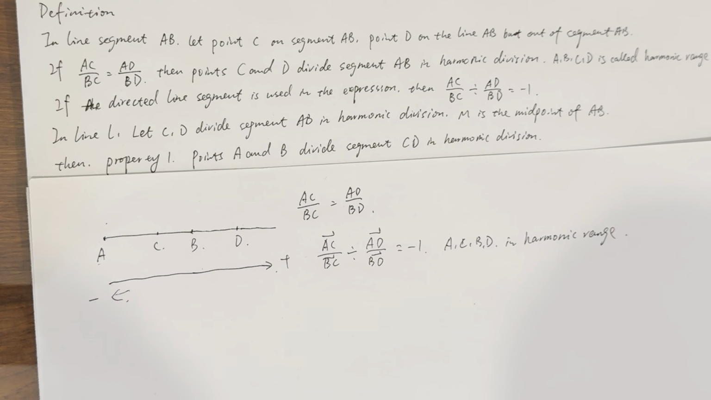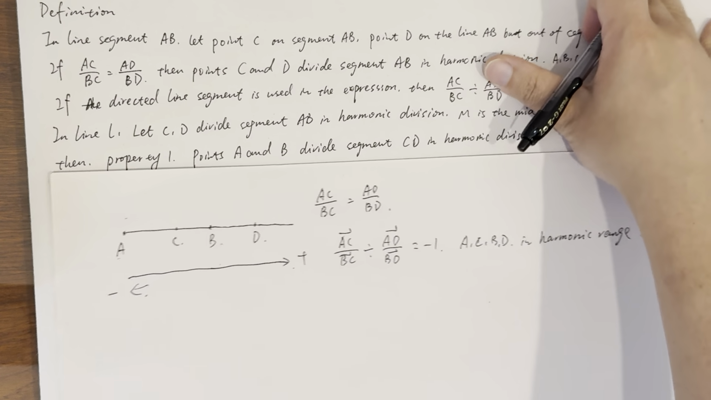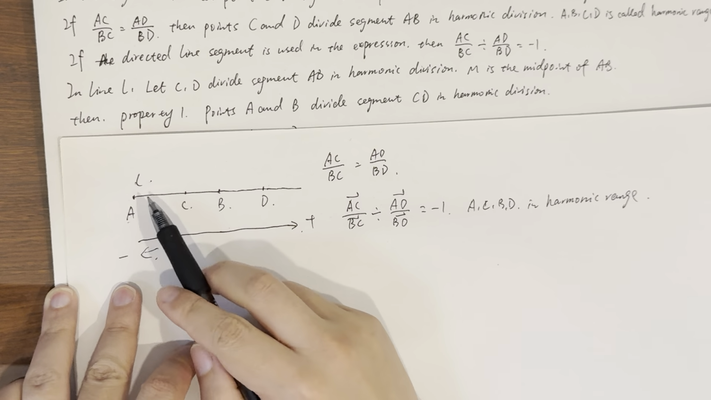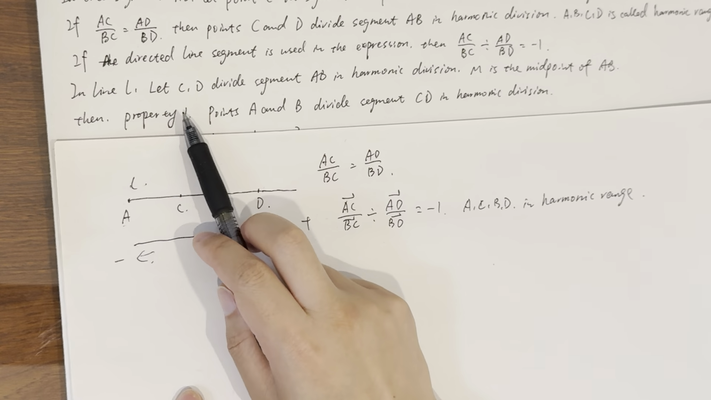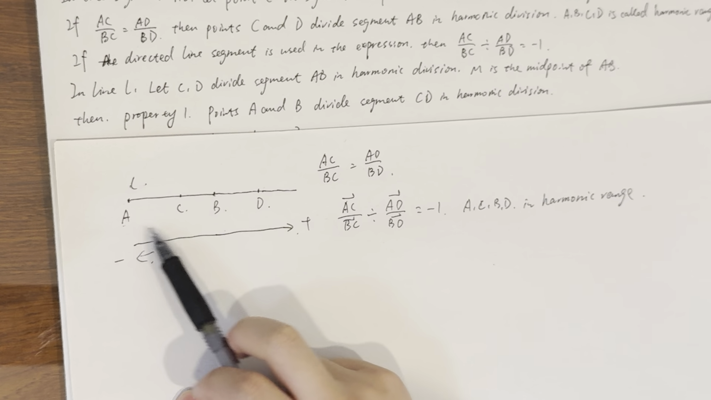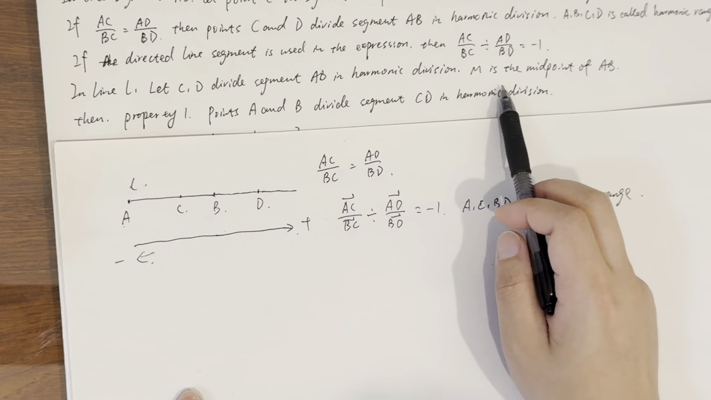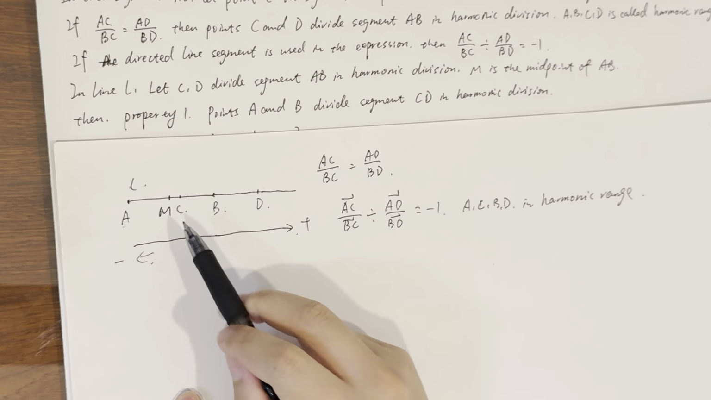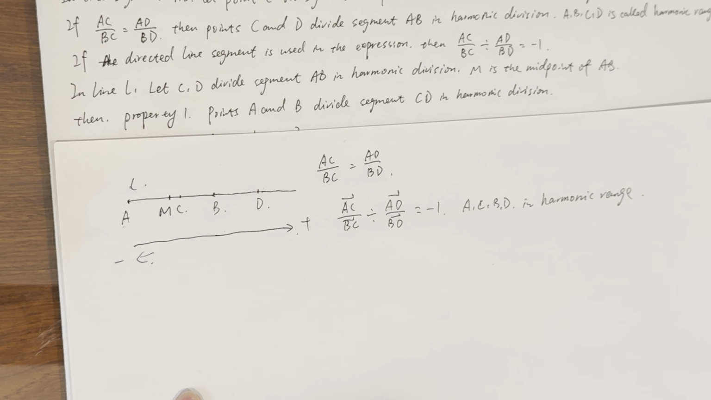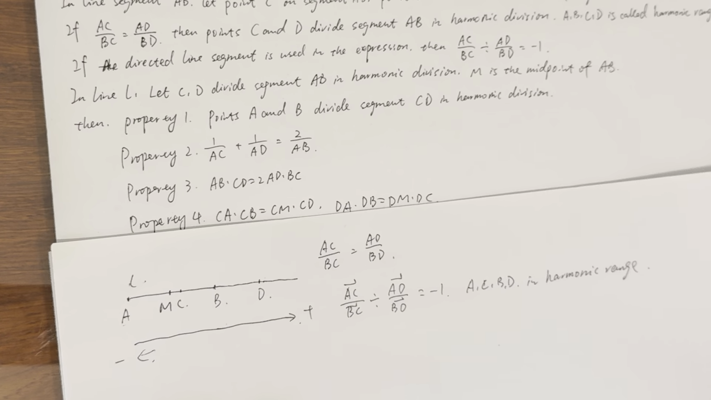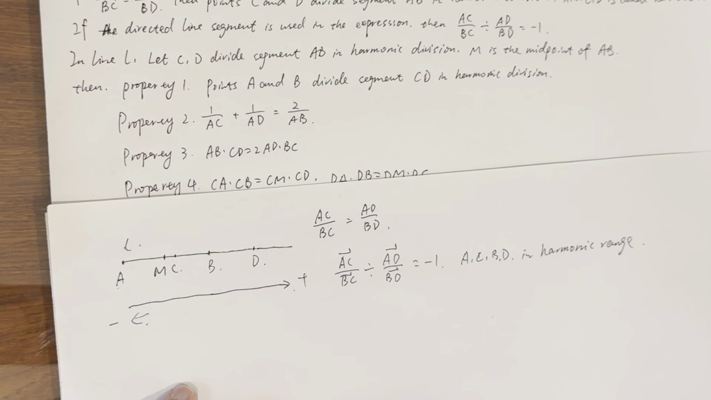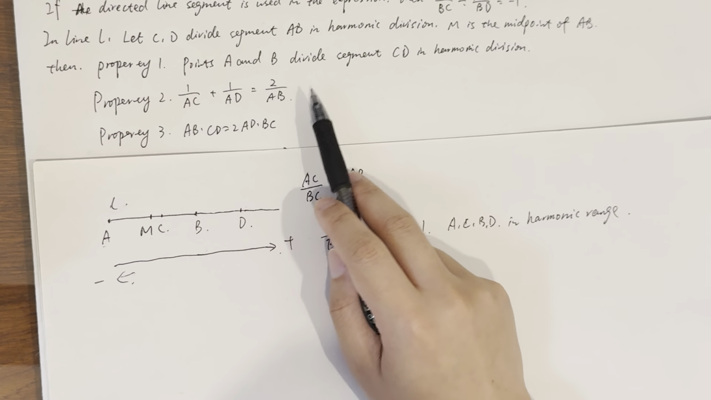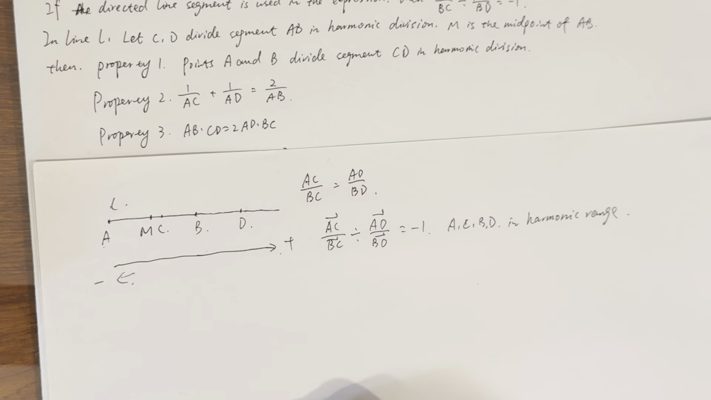And now we think about the properties of this. Let's call this line L. In line L, let CD divide the segment AB in harmonic division, and M is the midpoint of AB. We just set M as a midpoint of AB. Then we think about several properties here. The first one: points A and B divide segment CD in harmonic division.